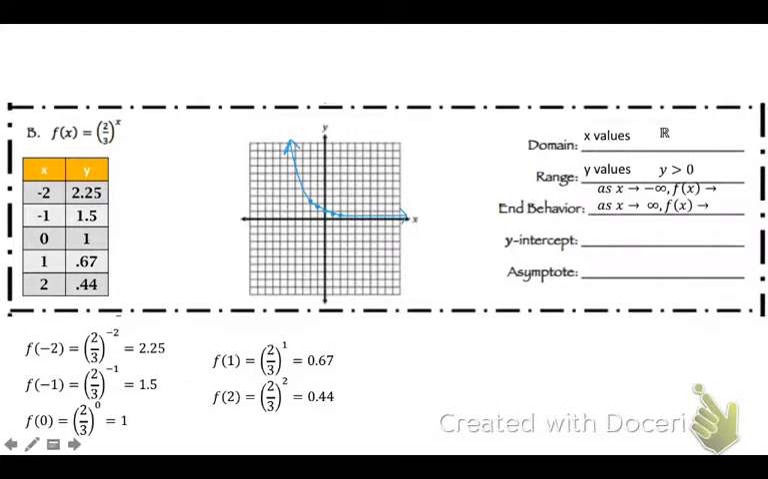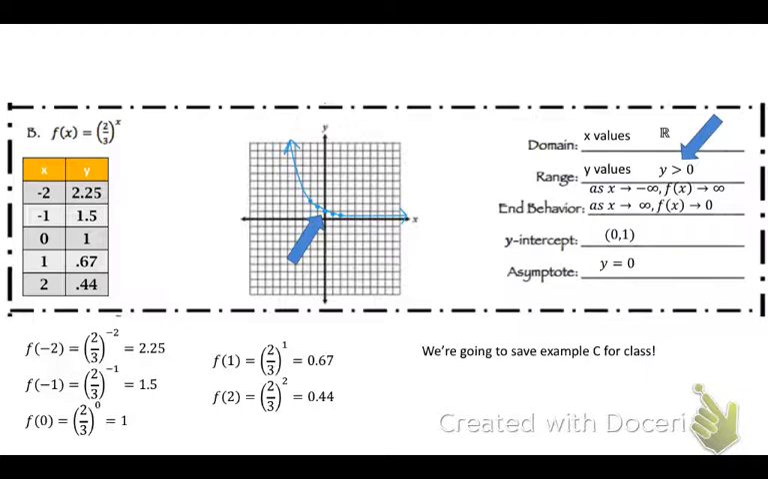And end behavior, as x goes to -infinity, f of x goes to +infinity. And as x goes to +infinity, f of x goes to 0. My y-intercept is right there, so that's 0, 1. And my asymptote is the same as my range, so that's y equals 0. We'll save example C for class.